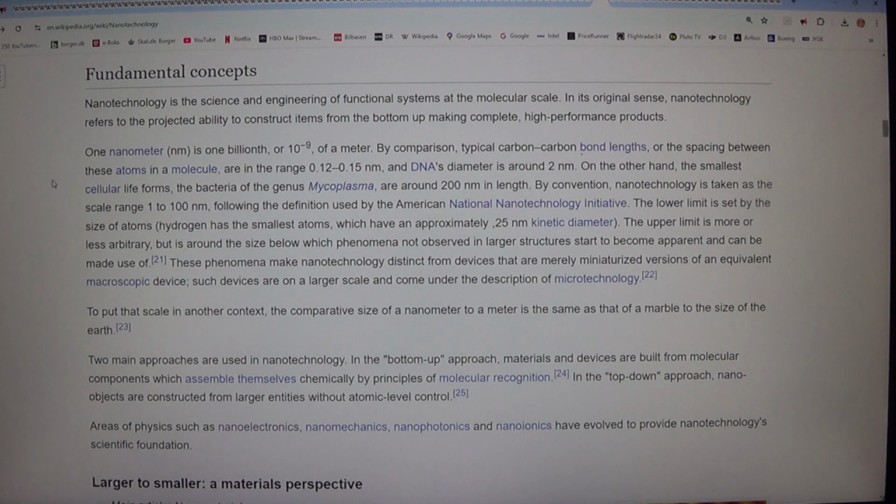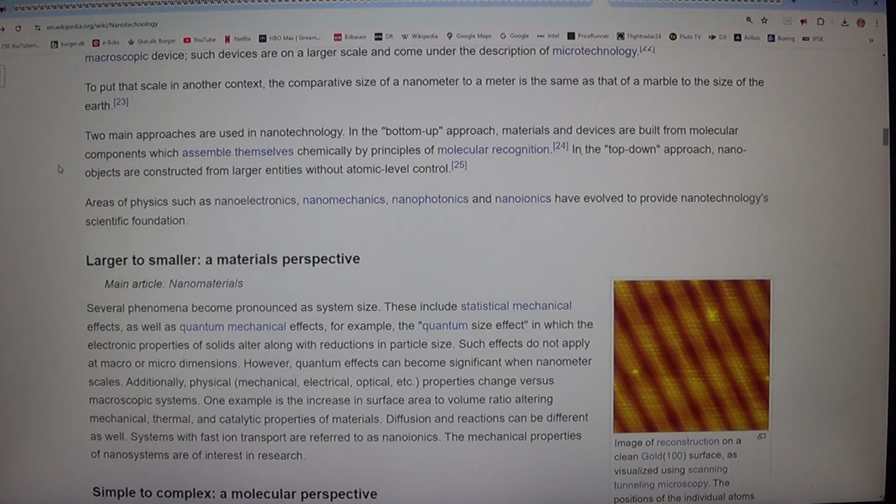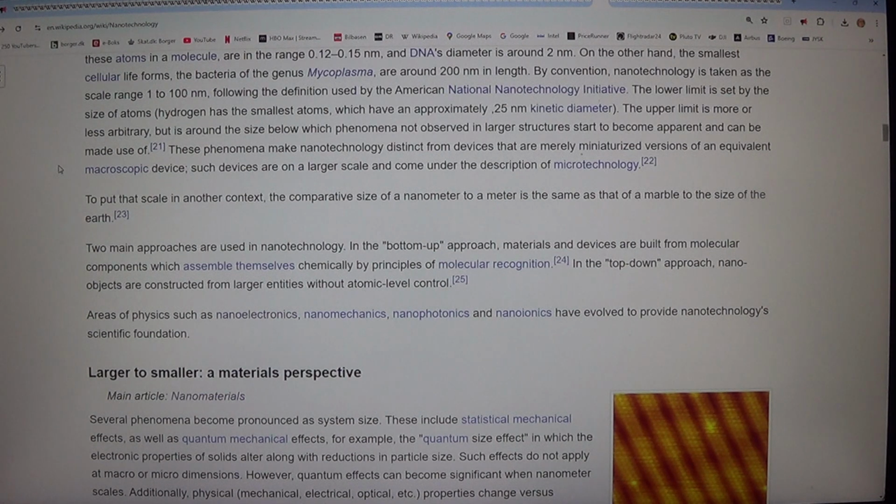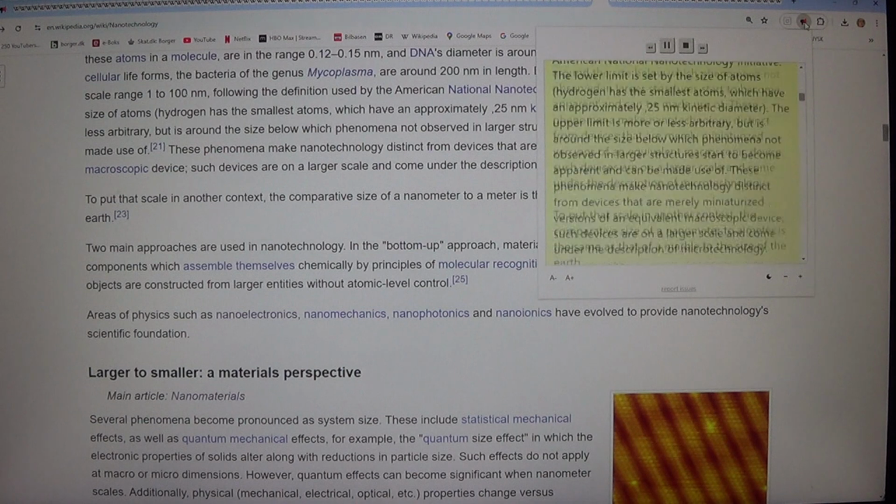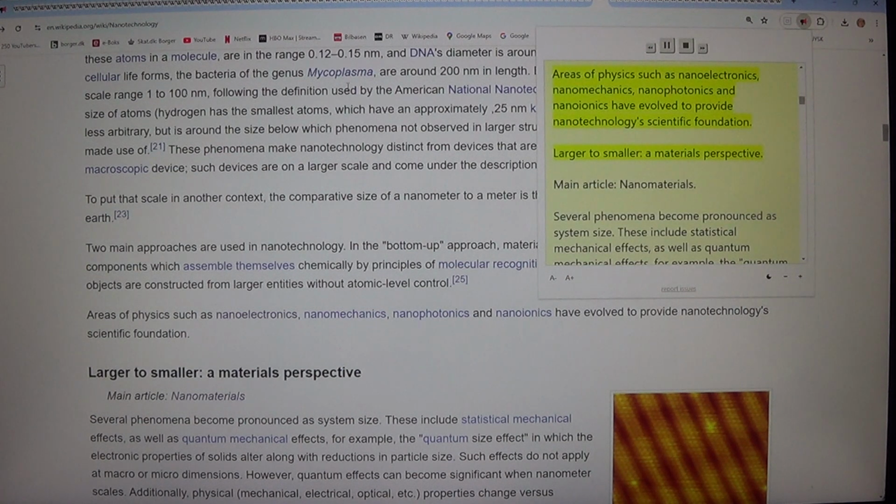In the bottom-up approach, materials and devices are built from molecular components which assemble themselves chemically by principles of molecular recognition. In the top-down approach, nano-objects are constructed from larger entities without atomic-level control. Areas of physics such as nanoelectronics, nanomechanics, nanophotonics and nanoionics have evolved to provide nanotechnology's scientific foundation. Larger to smaller, a materials perspective.